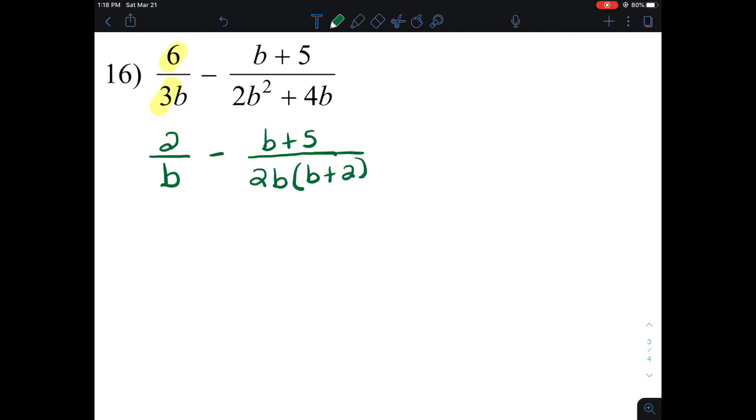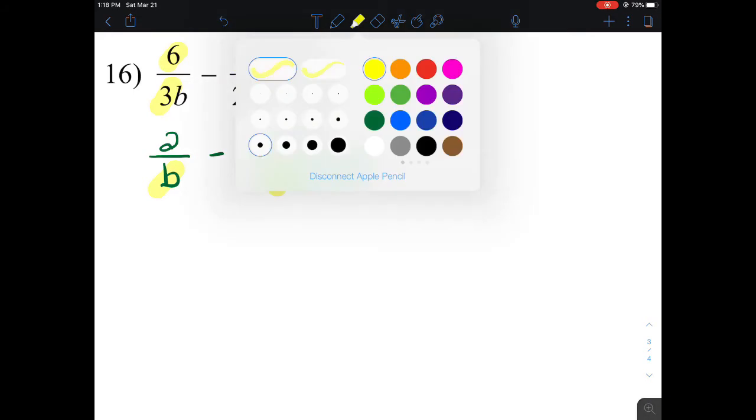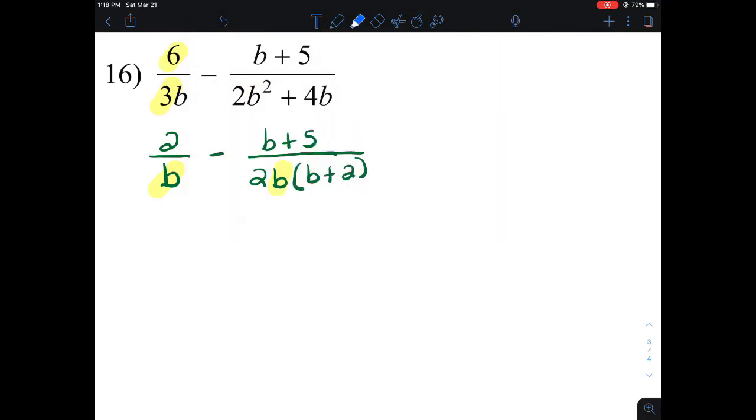And so I want to know, well, what would my common denominator be between these two? Well, I have a b. This function here has a b. But the function over here on the right also has a b, but at the same time, it has a 2, and it has b plus 2. So I only have to adjust one of these functions this time, because the common denominator is actually going to be 2 times b plus 2.